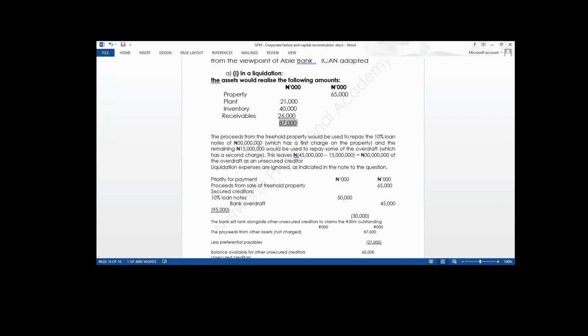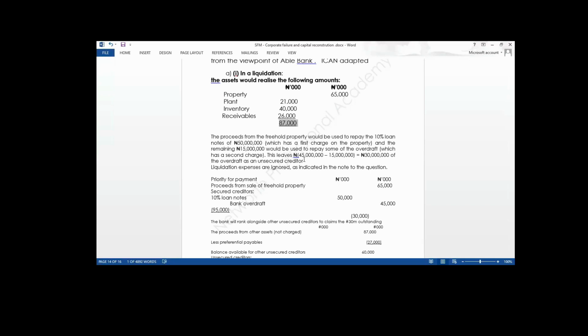In this case, bank cannot claim that 30 million directly, but bank can rank alongside other unsecured creditors. Bank will now go and join unsecured creditors in order to claim the balance.